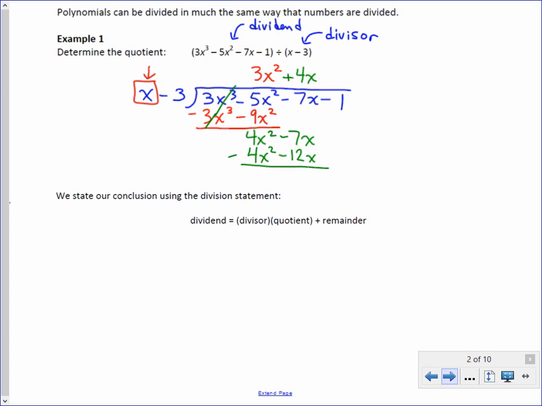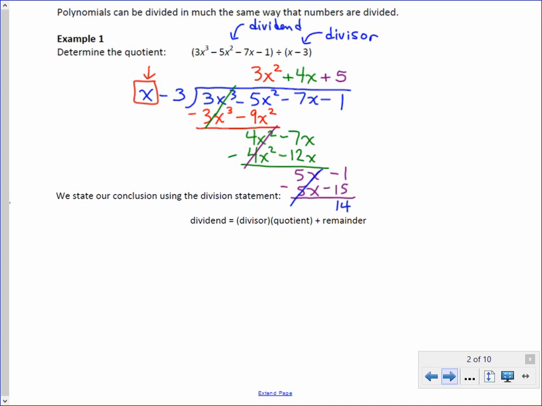Okay, so same deal. 4x squareds are gone. Negative 7x minus negative 12x is 5x. Bring down the next digit, the next term. Last step. What do I multiply x by to get 5x? 5. 5 times x is 5x. 5 times negative 3. And I subtract. And I get negative 1 minus negative 15 is 14.